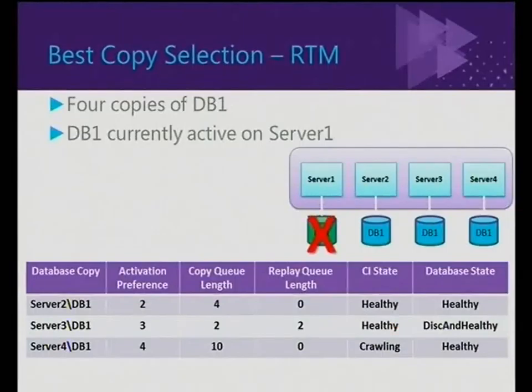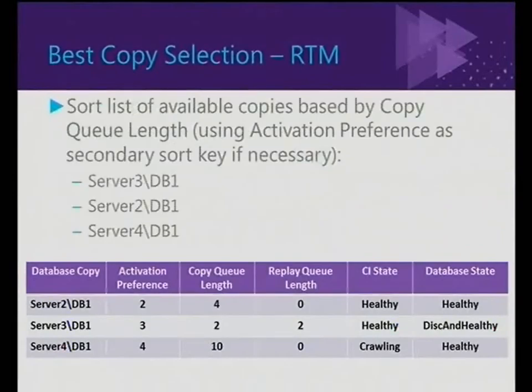So we have a failure affecting the active database. Active Manager needs to do its thing now. It needs to do the activation. So again, because this is RTM, we're sorting the list of available copies based on copy queue length. So server 3 has the lowest copy queue length. It's first in the list. Server 2 has the next highest, so it's next in the list. And the largest copy queue length is server 4, so it's last in the list.